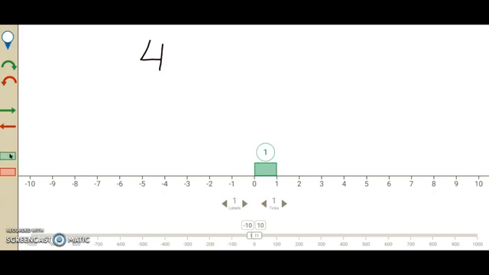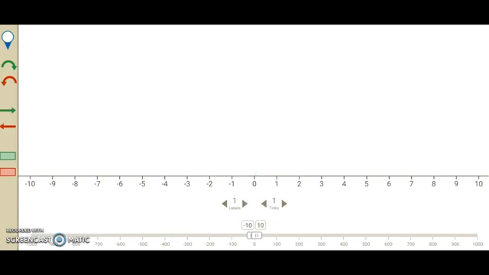So if you're going to represent the number 4, you need 4 blocks and you need to go up to 4 on the number line. So you have 1, 2, 3, 4. So you notice that you have 4 blocks and this goes all the way up to the number 4 on the line. And that's how you would represent 4 on the number line.